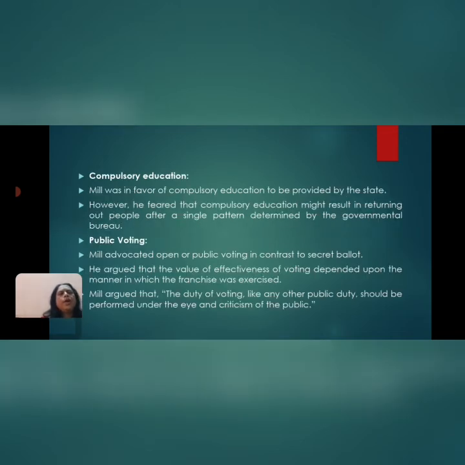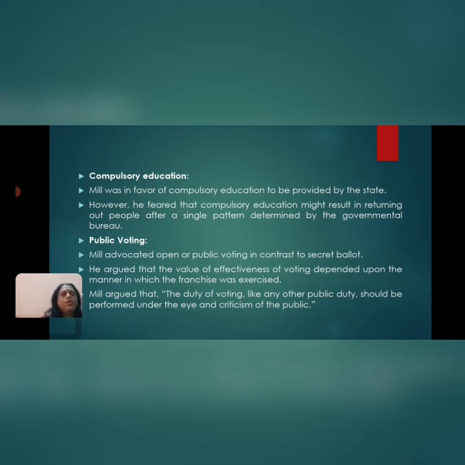He also spoke about compulsory education, and Mill was very much in favor of compulsory education, where he says that it has to be provided by the state. However, he feared that compulsory education might sometimes result in turning out people offered a single pattern determined by the governmental bureau. He believes in the concept of public voting.